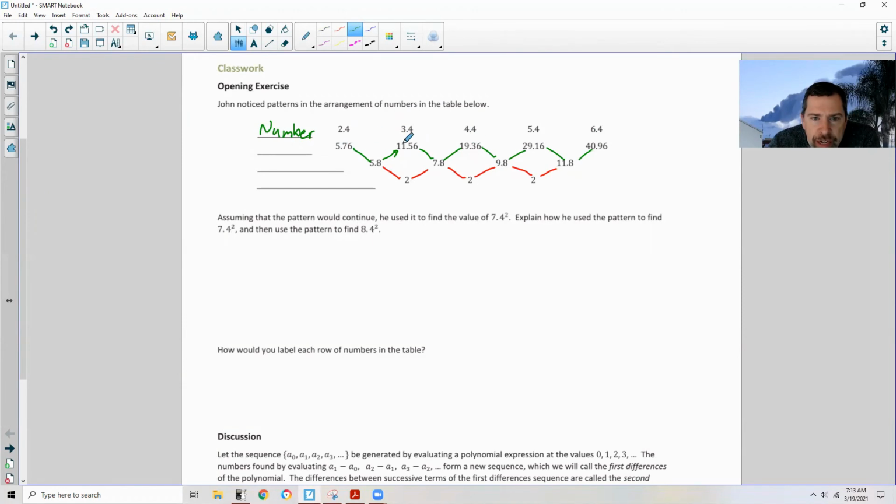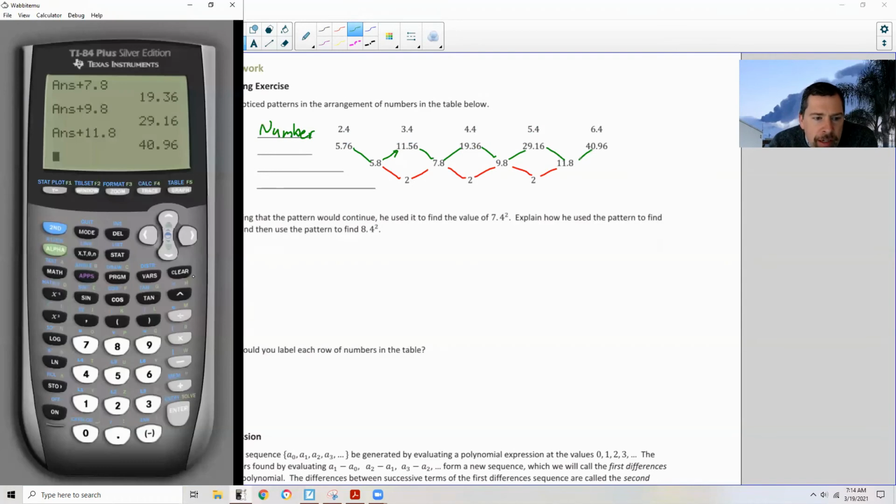So it went from 5 to 11, it increased by 5.8, then it increased by 7.8, then it increased by 9, then it increased by 11. So it's not just adding the same amount every time. So we have to do something to get these numbers. And we're trying to figure out what this is. And you might want to use your calculator to figure this out and take a number and divide by the other. So you say 5.76 divided by 2.4 and see if there's a common multiple.